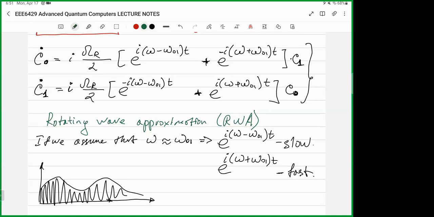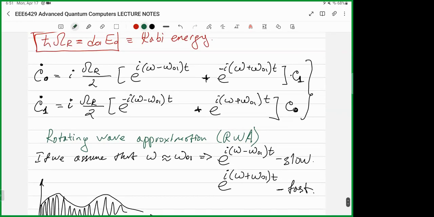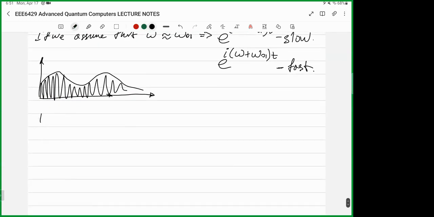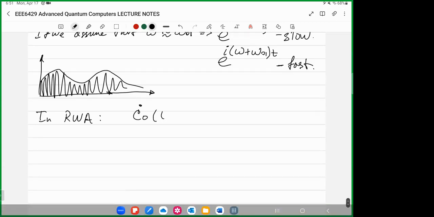So we can omit these two terms, which oscillate or change much faster than the first two. So in this rotating wave approximation, RWA, we get these two equations in a much simpler form.